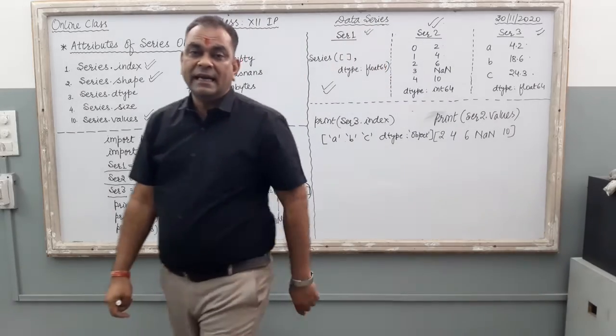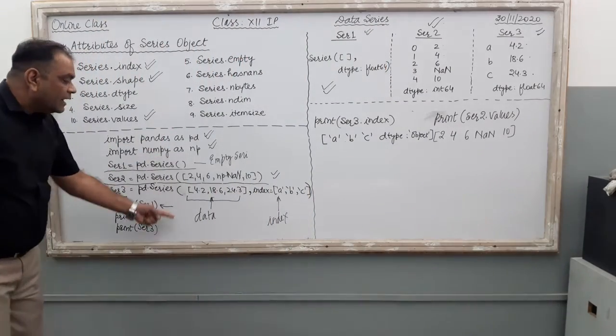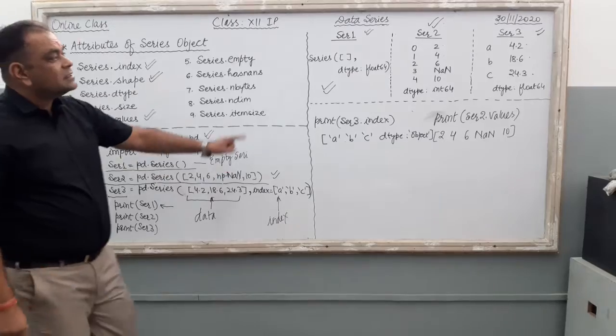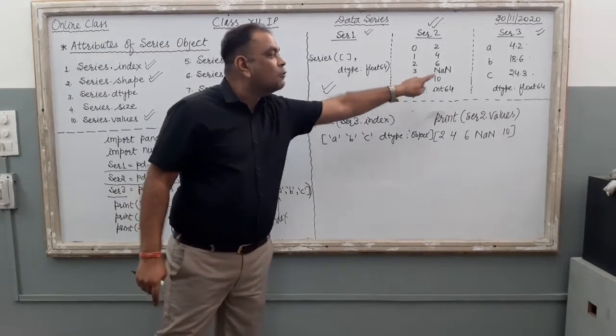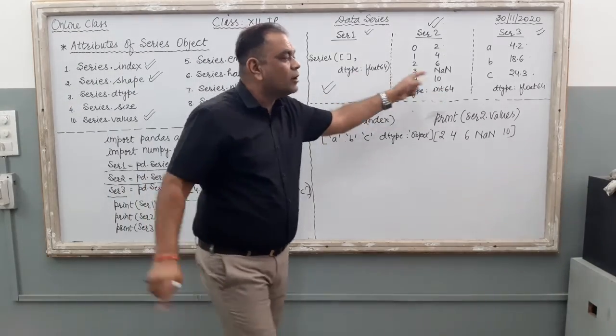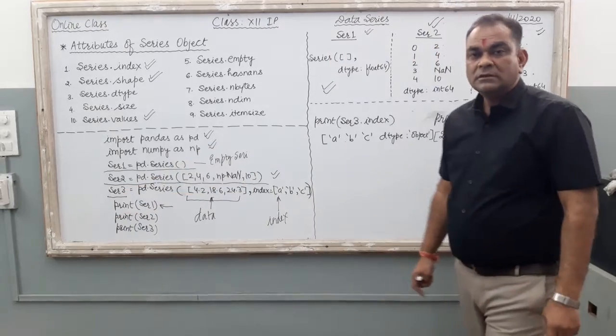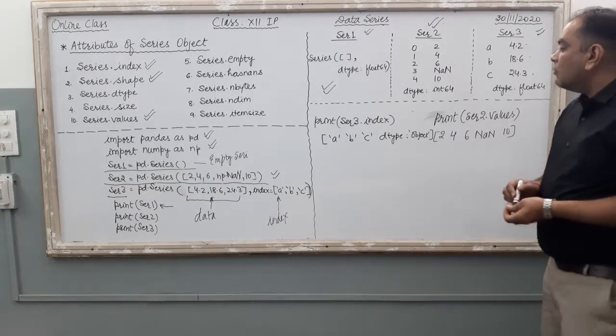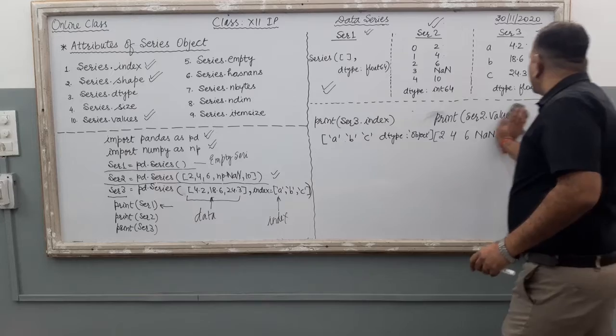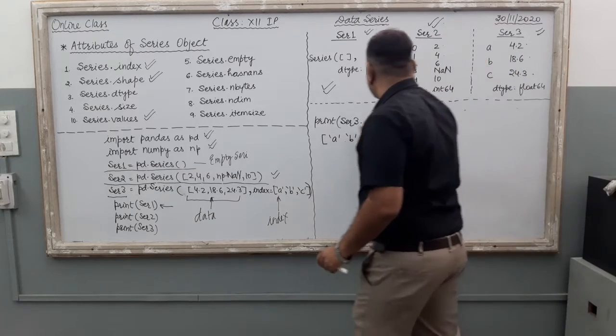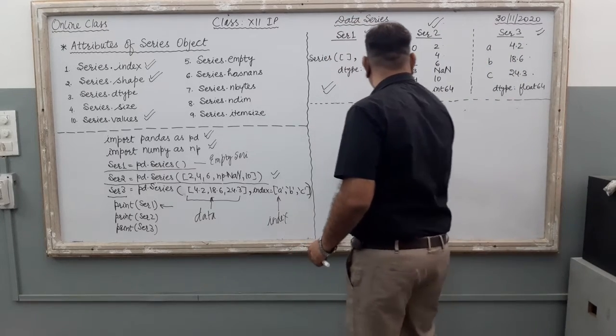Just pause the screen. Just see each and every line of the program and just match that one with the output of that program. It is the output of the following program. Clear? Now come towards the different attributes that are related with the series. We discussed about the index attribute.